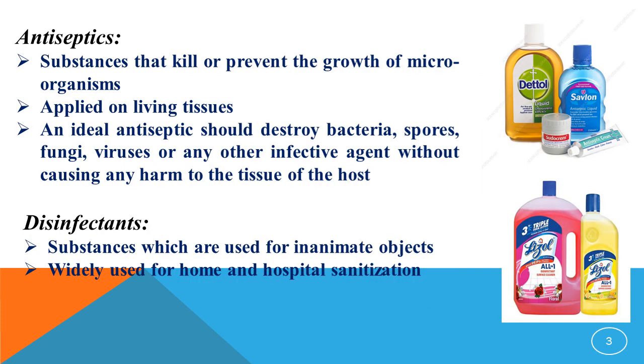Antiseptics. Antiseptics are the agents that prevent sepsis by destroying or inhibiting the growth of microorganisms on the living tissues. An ideal antiseptic should destroy bacteria, spores, fungi, virus, or any other microorganism without causing any harm to the tissues of the host. Antiseptics can also be used for the hands of surgeons, dentists, nurses, and others in their routine procedure. Antiseptic examples are hydrogen peroxide, potassium permanganate, iodine, povidone iodine, etc.